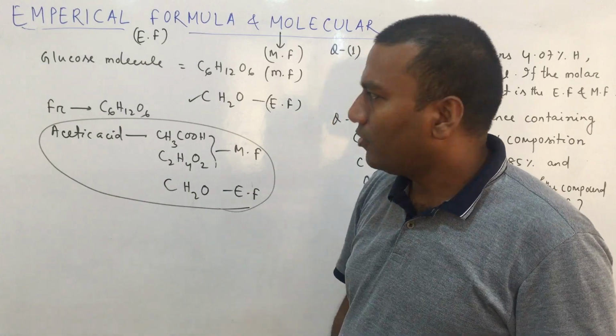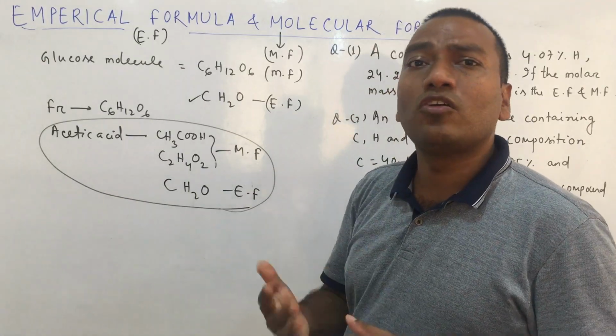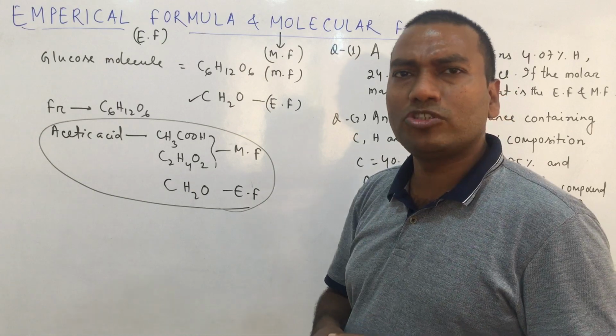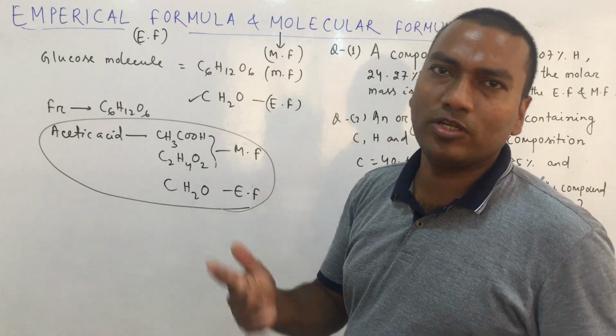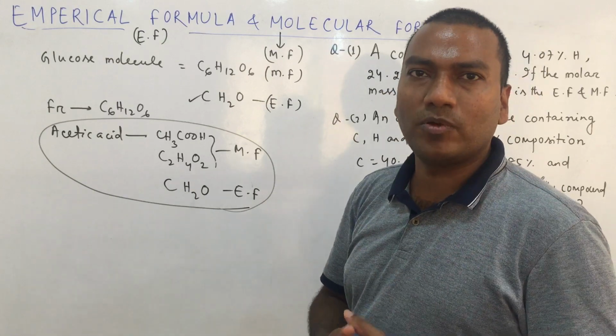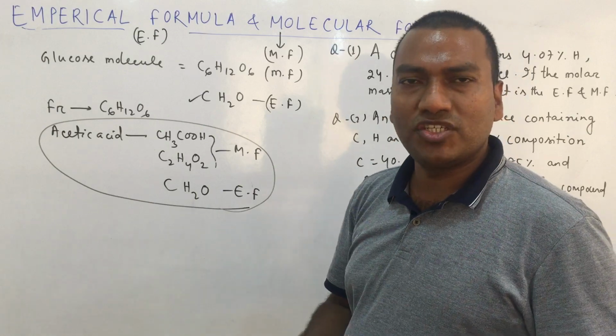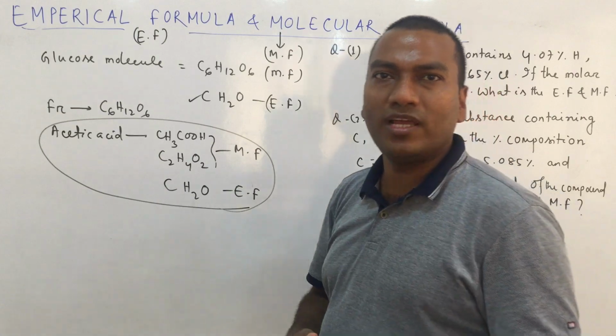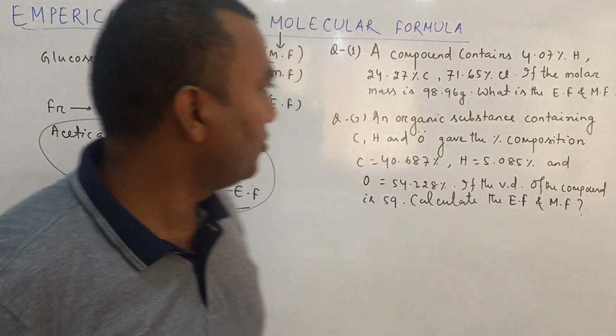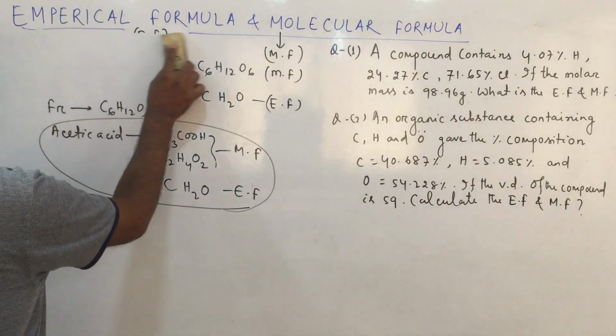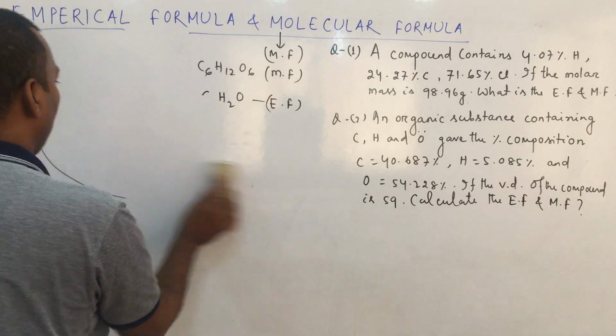Suppose we take the example of ionic compounds. Most of the ionic compounds have the same empirical formula and molecular formula. Ionic compound NaCl, empirical formula and molecular formula are the same. MgCl2, molecular formula and empirical formula are the same. So this is the meaning of empirical formula and the molecular formula.